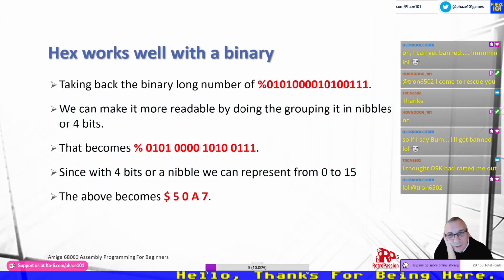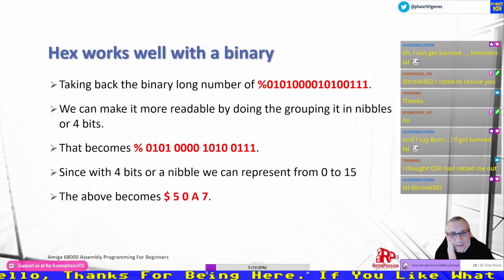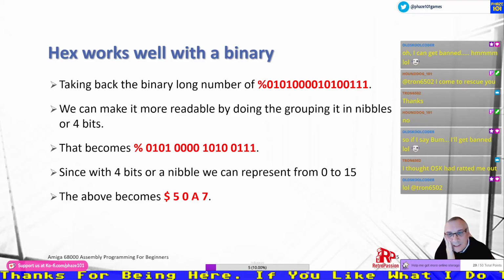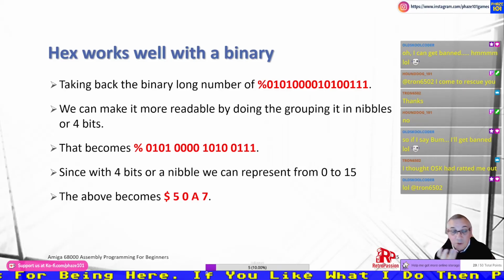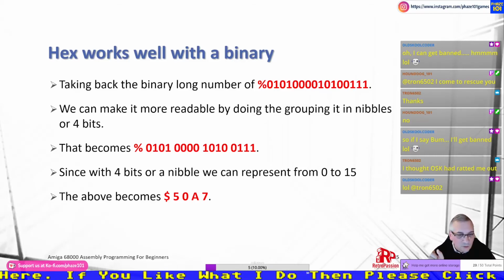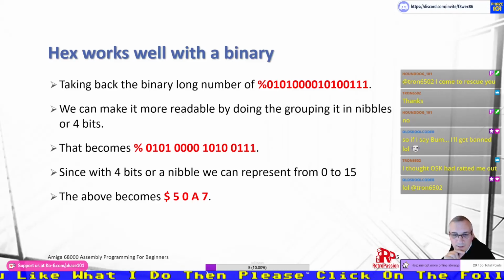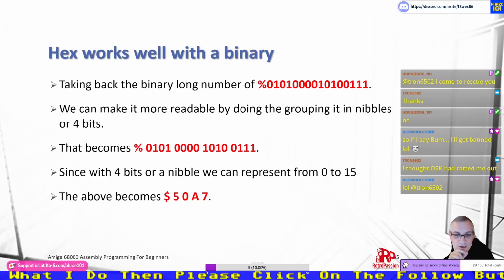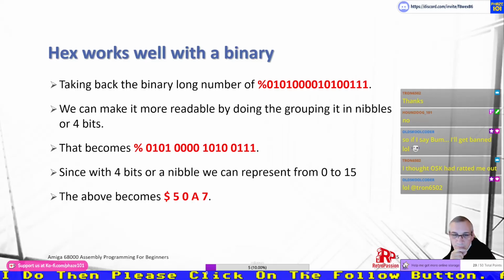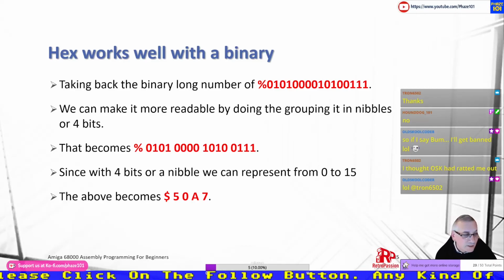Hex works well with binary. Taking back the long binary number, we can make it more readable by grouping the nibbles, because with a nibble we can represent from 0 to F. So if we group them, we end up with 50A7. So that's more readable for us, no?